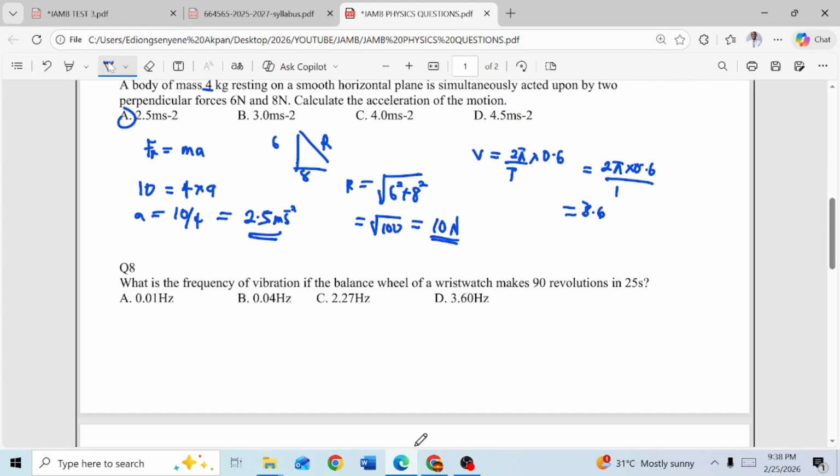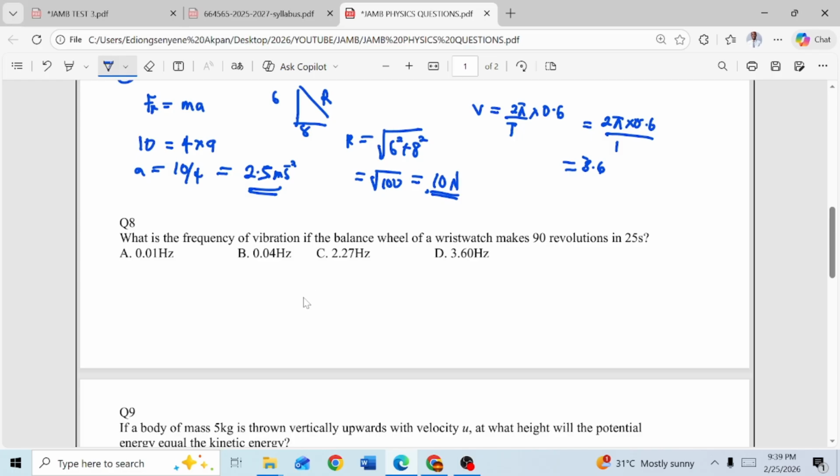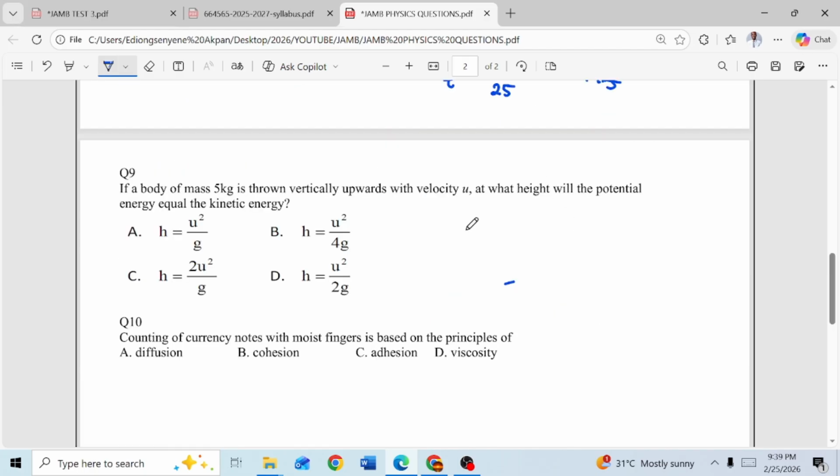What is the frequency of a vibration if the balance wheel of a wristwatch is 90 revolution per second? Here you have to find frequency. What is frequency? Number of oscillation divided by time. That will be 90 divided by 25, and that will give us 2.27.